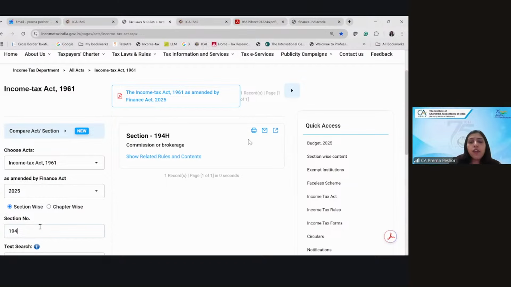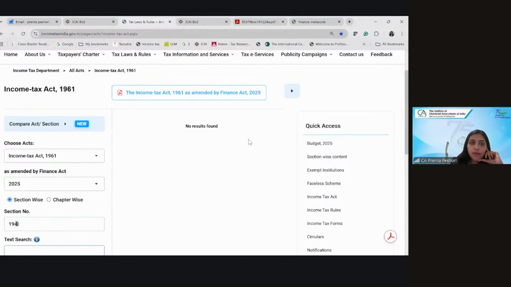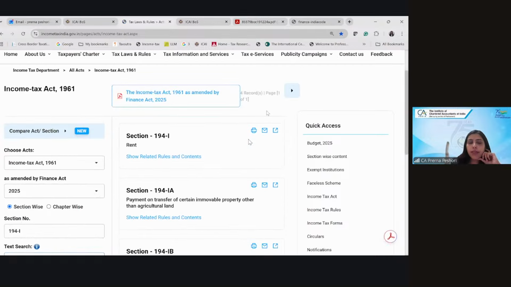After the break, we will move to 194I, which is TDS on rent. Okay. So let us take a break over here and we start after the break.